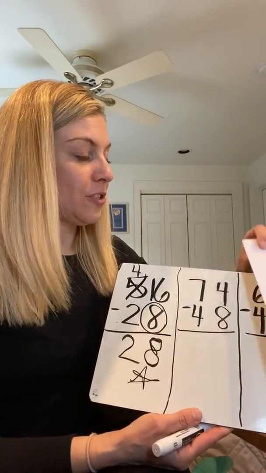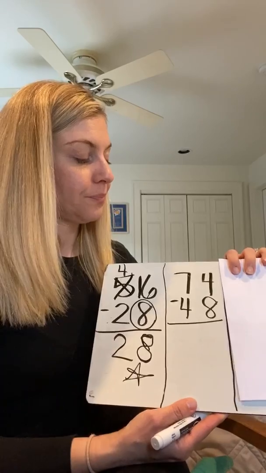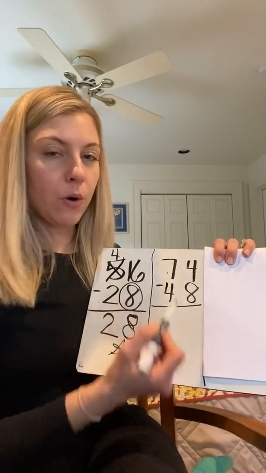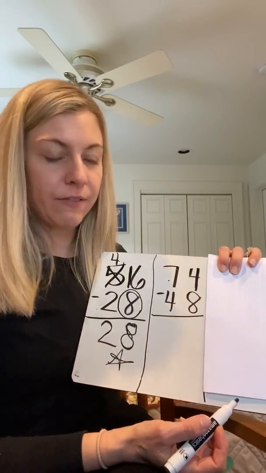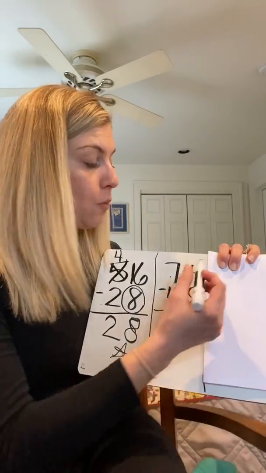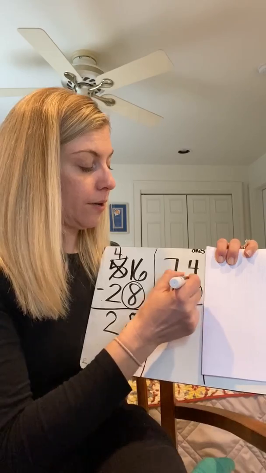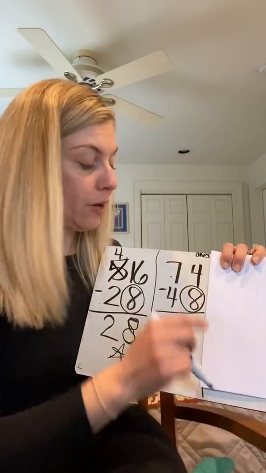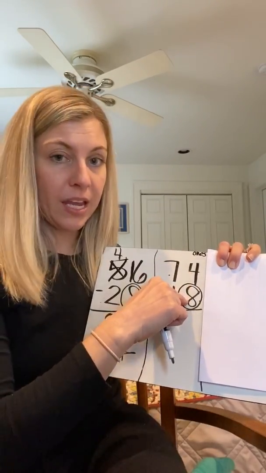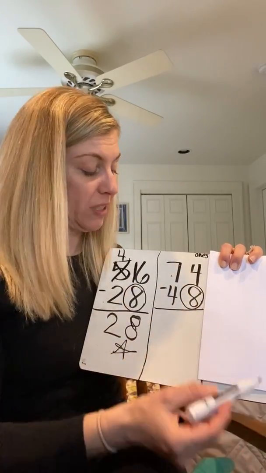Moving over to our second one. 74 minus 48. Let's follow the steps. Look at the ones. Here's our ones. Circle the bigger number. Ooh, 8. More on the floor again. 4 is not enough to take away 8. We have to help out that 4 and give it a group of 10.